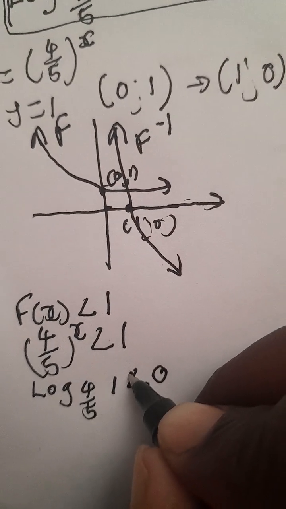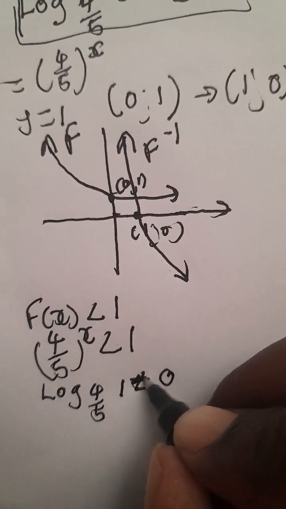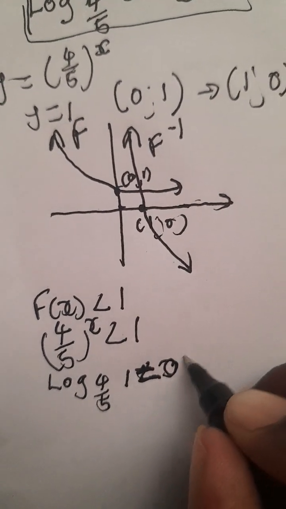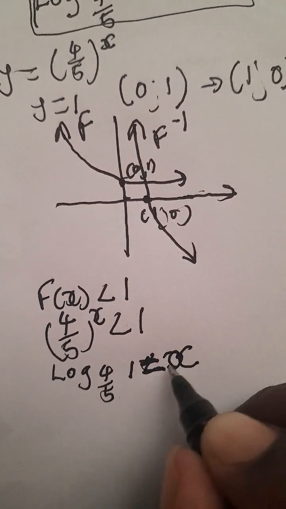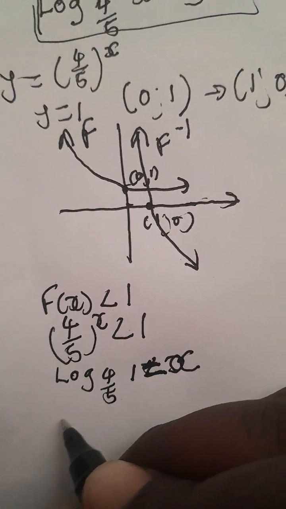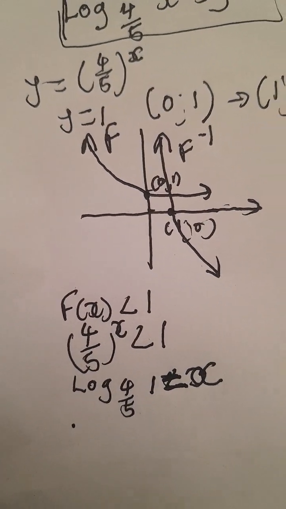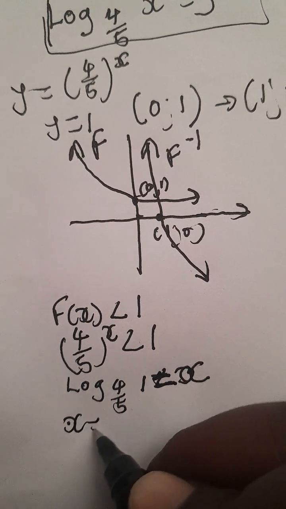Let me just put an equal sign so that I make it simpler. So it equals x here, not 0. Where did I get 0? So it should be x here, sorry for that. So let's punch that. If you punch your calculator, log base 4 over 5 of 1 will give you x as 0.